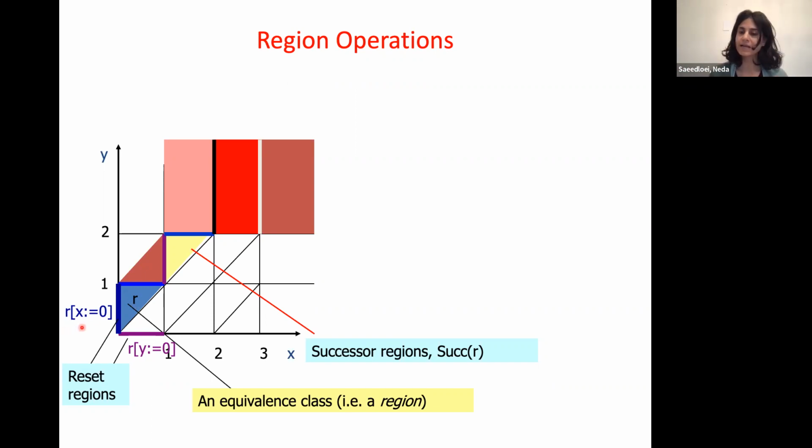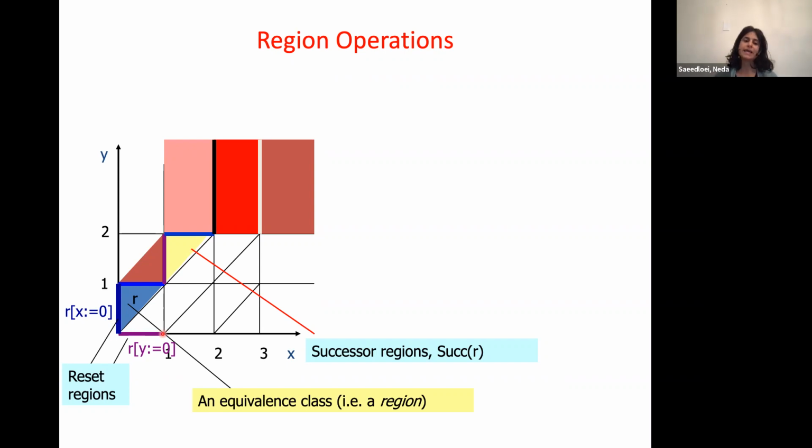When we reset the clock X, now my region is going to be updated to this straight line between 0 and 1, which means what? Because clock X has reset, now I have this straight line where the value of clock Y is between 0 and 1, and X has value 0. Similarly, in that region R, if clock Y is reset, then I will get this straight line on the X axis where the value of clock X is between 0 and 1 and the value of clock Y is 1.